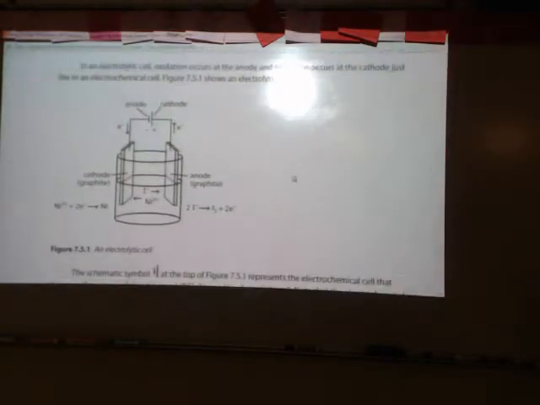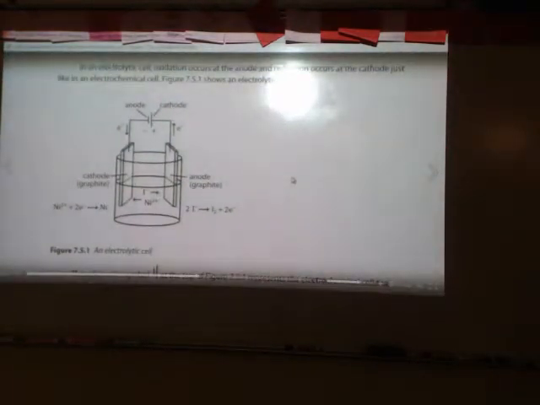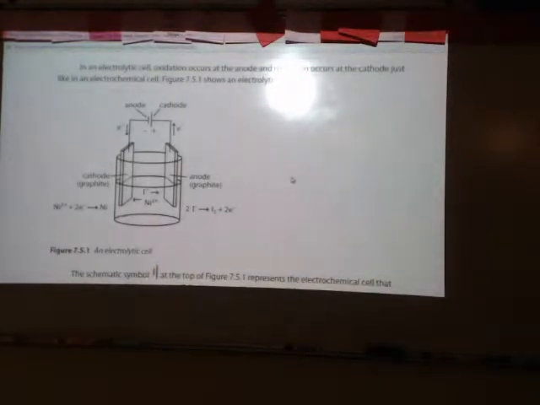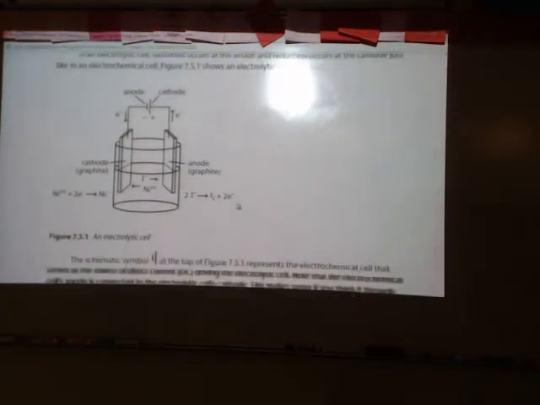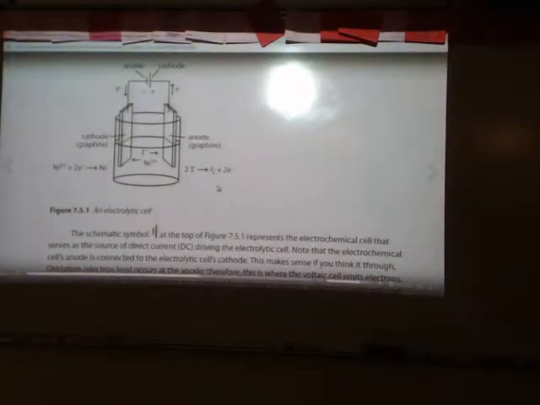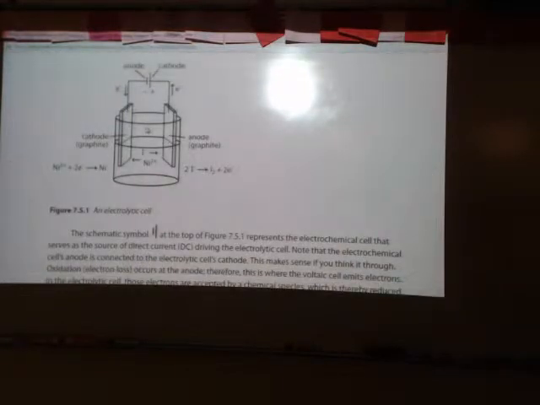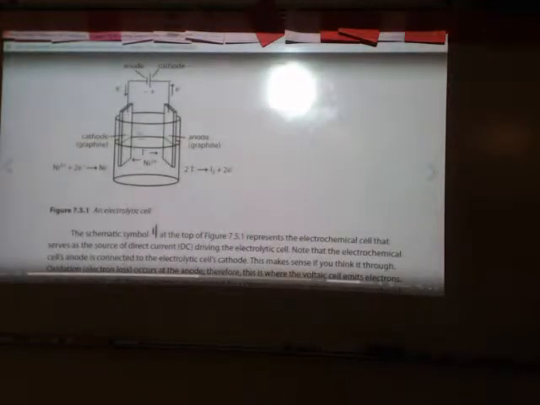Right here. And an electrolytic cell does have some similarities to an electrochemical cell. Oxidation still happens at the anode, and reduction still happens at the cathode. And this is an image of an electrolytic cell here. Some of the differences are we don't have two different compartments. Like we don't have two half cells. We have the anode and the cathode together in one container, and they're not separated. And then we have a symbol here at the top of the figure.